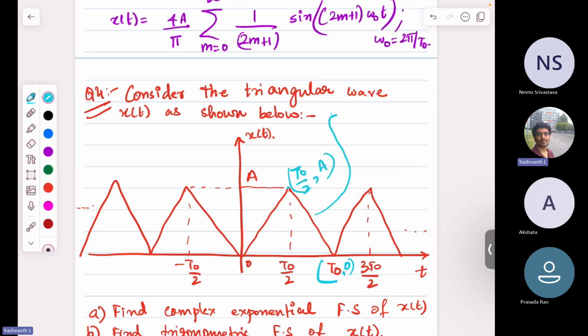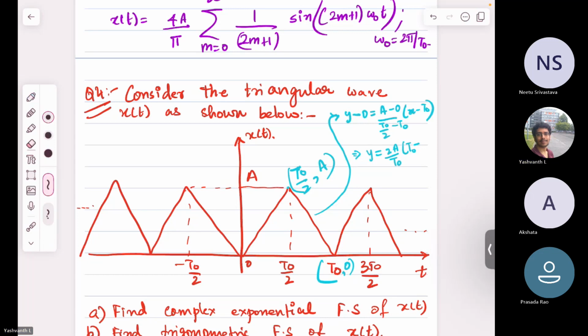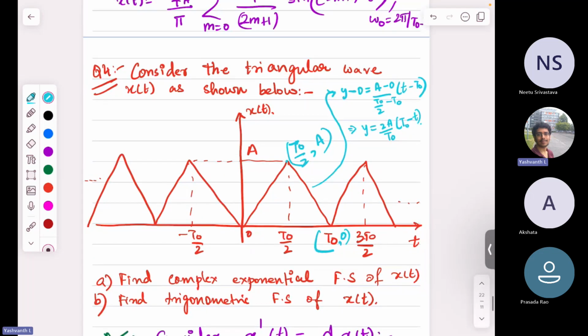So this is nothing but y minus y1, that is 0, equal to (y2 minus y1) by (x2 minus x1), that is (a minus 0) by (T naught by 2 minus T naught), into (x minus x1), that is x minus T naught. Correct? That means y is equal to 2a by T naught into (T naught minus t). Sorry, this is not x, this is T naught minus t. That is basically y, which is nothing but x of t here.